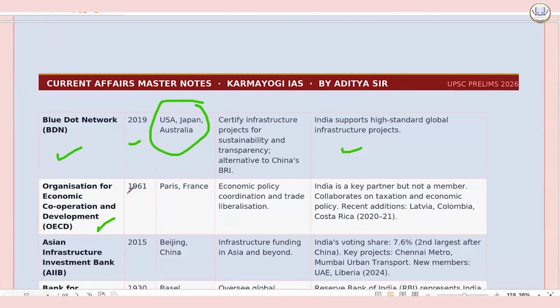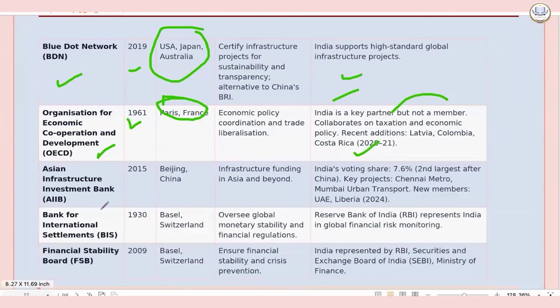We have the OECD, established in 1961, headquarters in Paris, France. It tries to coordinate between countries with respect to economic policy and trade liberalization. India is a key partner, but not a member. That's important, not a member. Key partner, but not a member. Collaborates on taxation and economic policy. Recent additions were Latvia, Colombia, Costa Rica, etc. in 2020-21. This has been asked by UPSC previously in a PYQ.